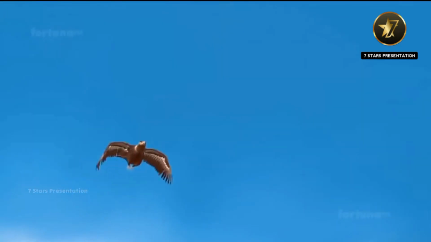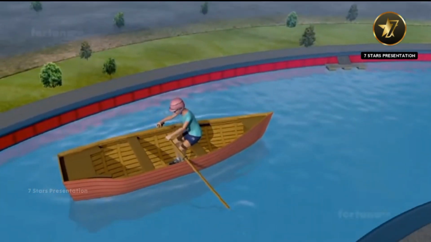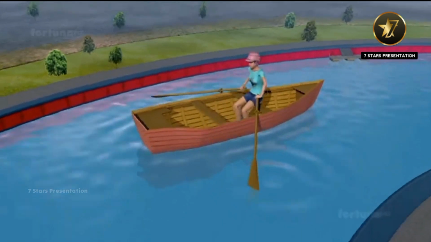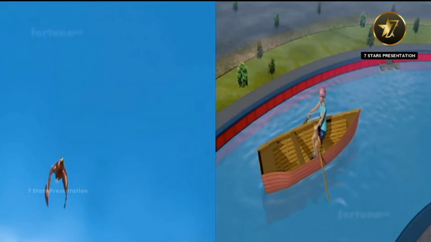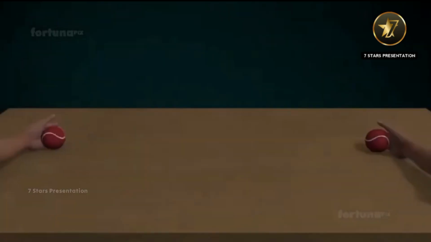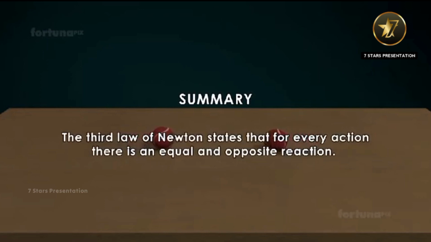The flight of birds across the sky and the rowing of a boat in a lake are all examples of Newton's third law of motion put into practice. Summary: the third law of Newton states that for every action, there is an equal and opposite reaction.